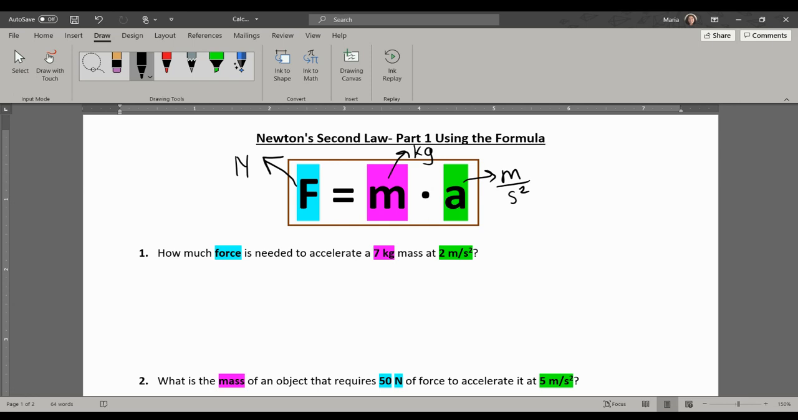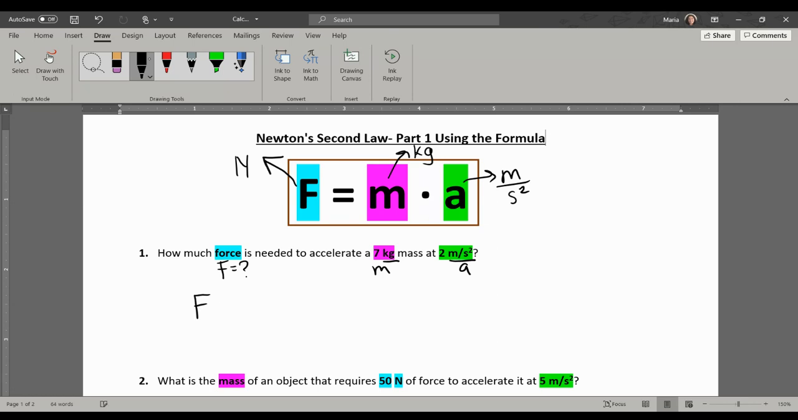Question number 1 says, how much force is needed to accelerate a 7 kilogram mass, at 2 meters per second squared? That means force is what we're solving for. So 7 kilograms is our mass, and 2 meters per second squared is our acceleration. Once I know what I'm solving for, I can start putting them into my formula.